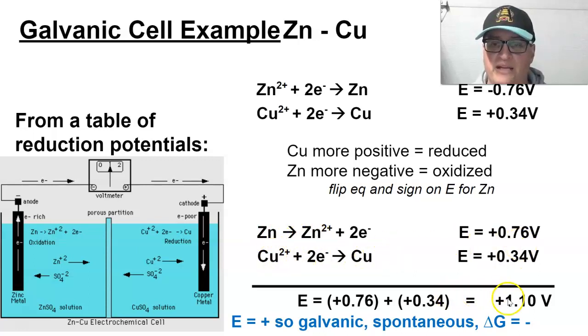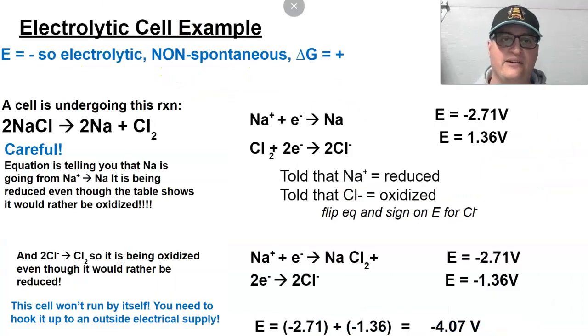We're going to add them together. We get a 1.1 volt value. Because this is positive, it's spontaneous, which means delta G is negative. So this is for a common galvanic cell. Let's look at an electrolytic cell.